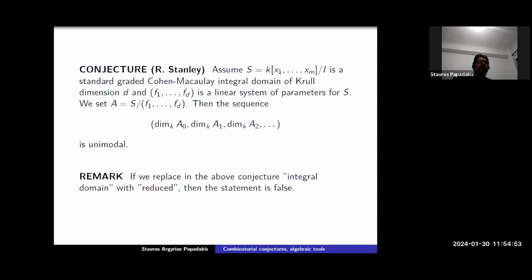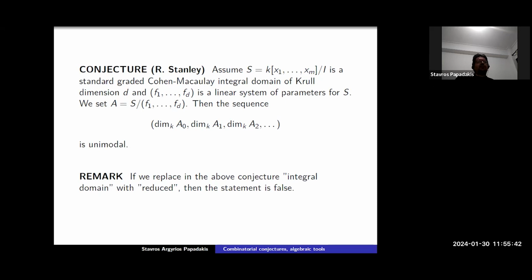Let me finish with a unimodality conjecture by Stanley, which was originally stated slightly differently. Assume we have a standard graded algebra. Standard graded means all variables have degree 1. And it is a Cohen-Macaulay integral domain of Krull dimension d. And we have a linear system of parameters, and we denote by A the quotient.